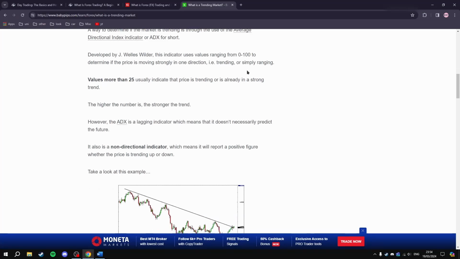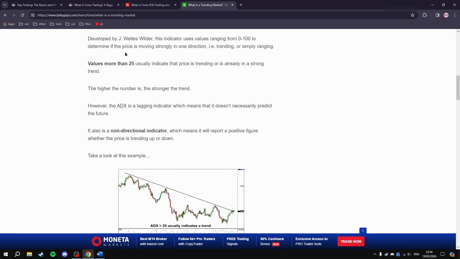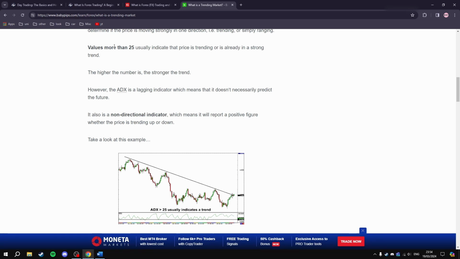Developed by J. Wells Wilder, this indicator uses values ranging from 0 to 100 to determine if the price is moving strongly in one direction, i.e. trending, or simply ranging. Values more than 25 usually indicate that price is trending or is already in a strong trend.